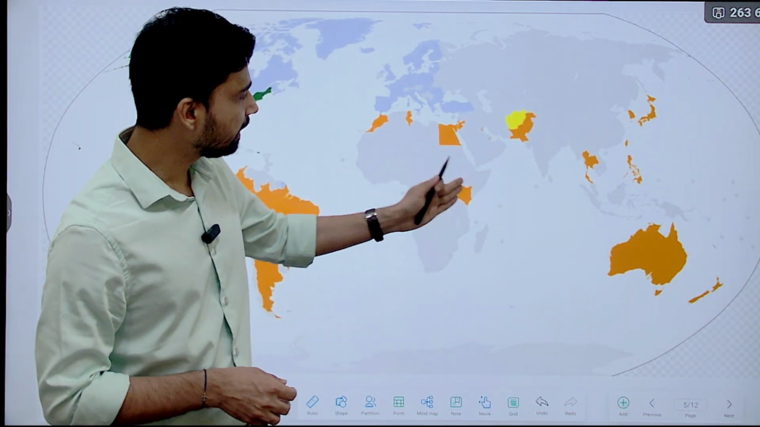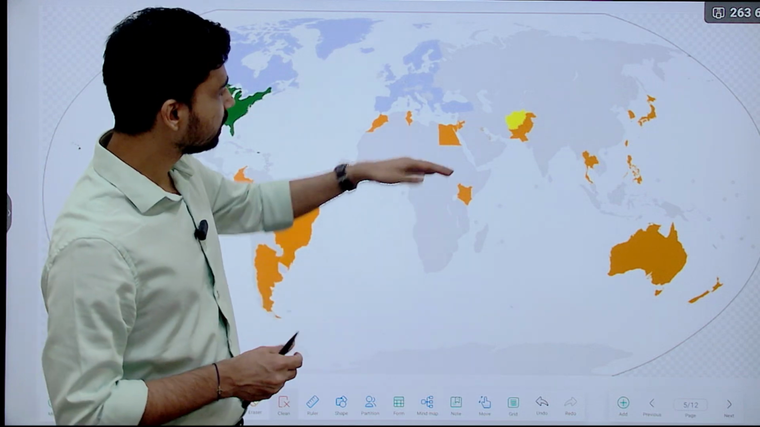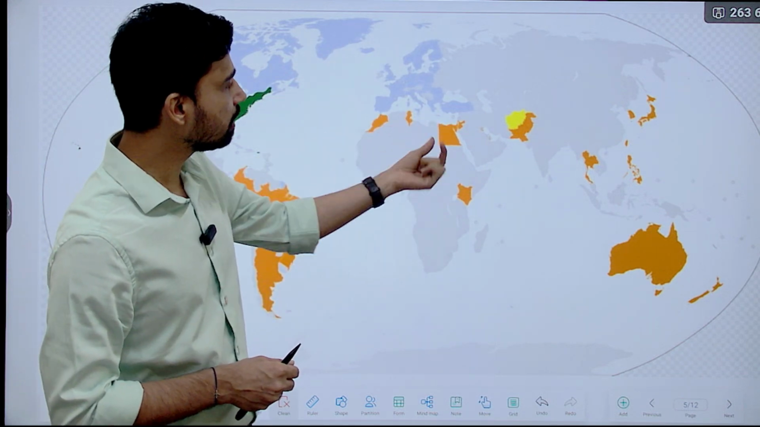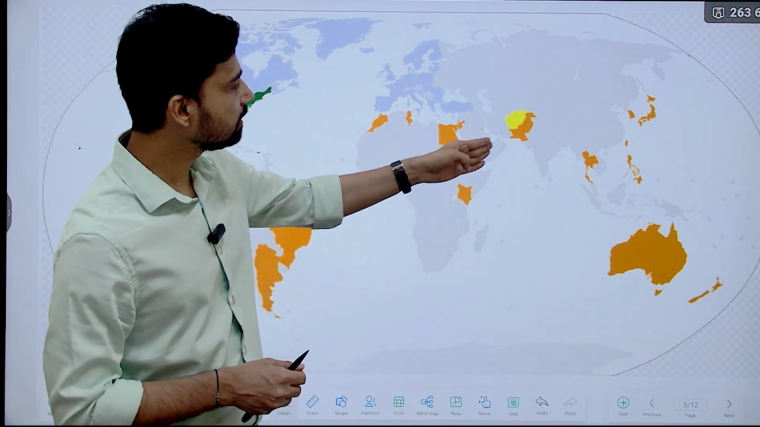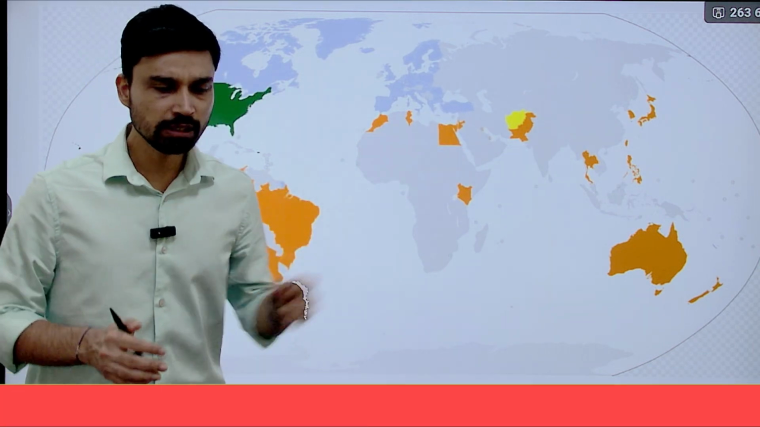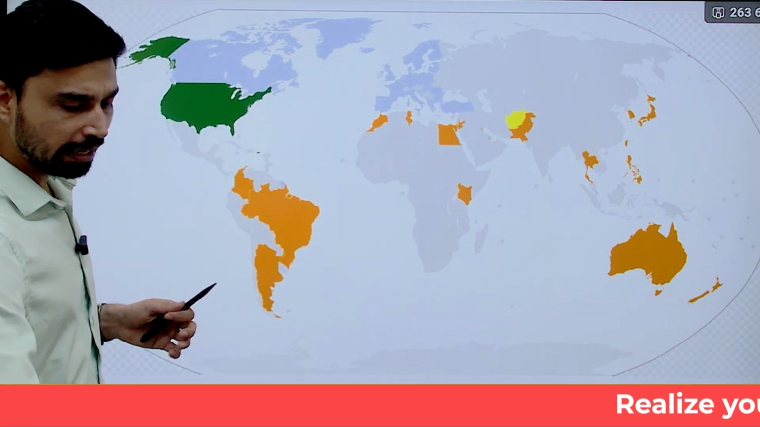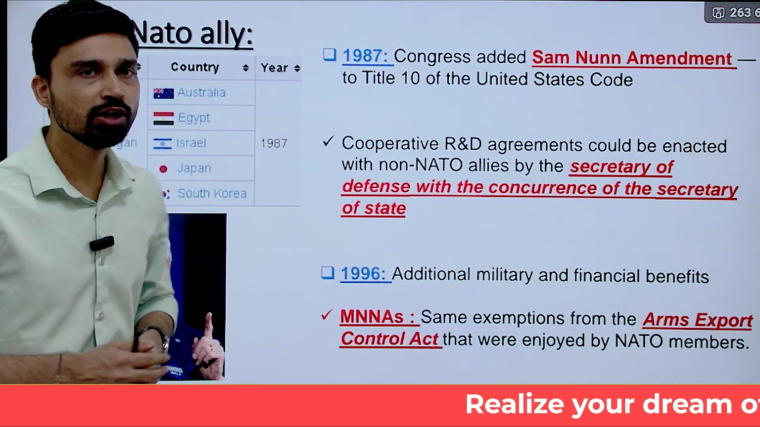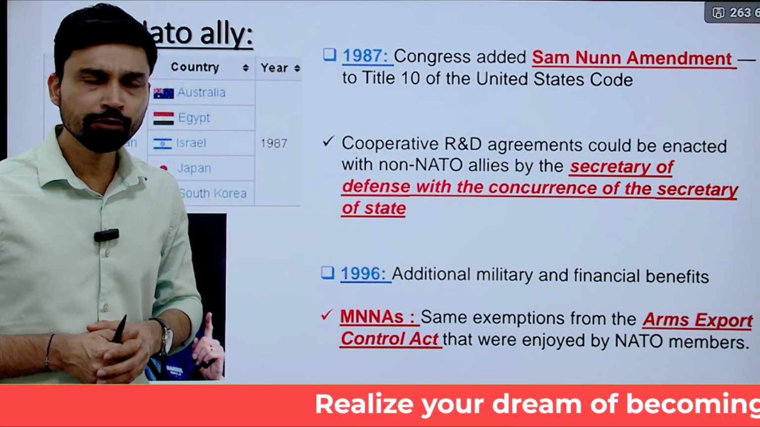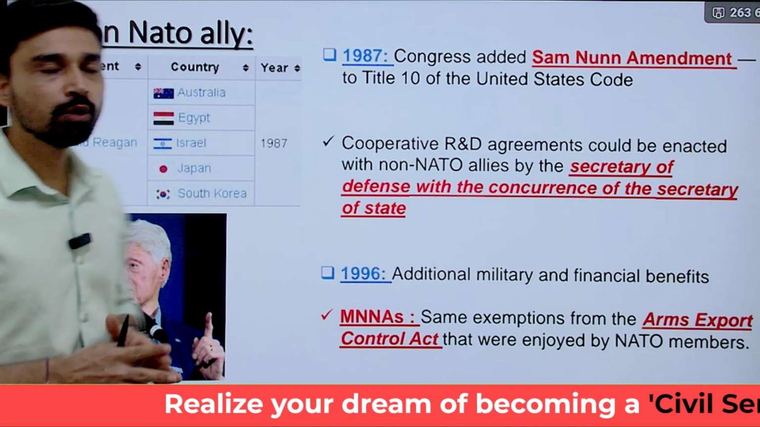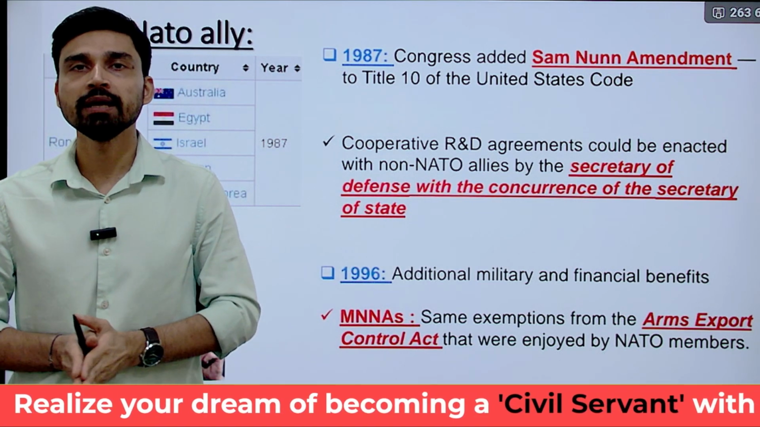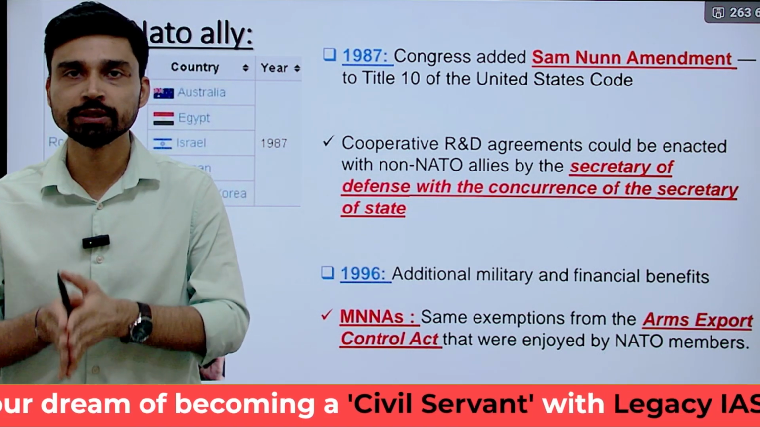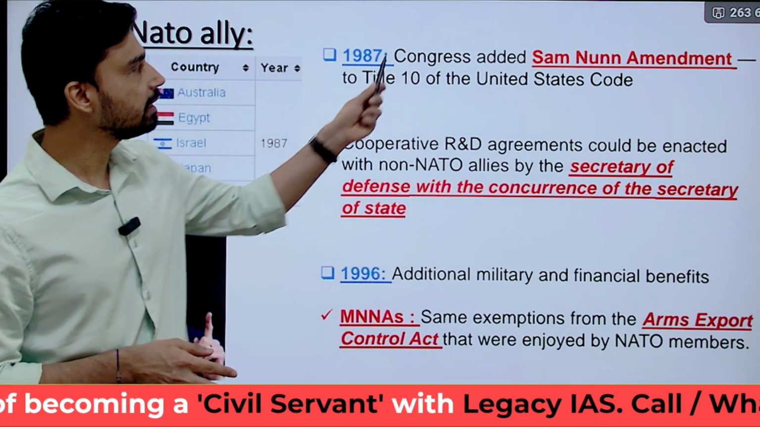You have Israel, then in Kenya recently, and then some countries in Northern Africa, such as Egypt, and then a few countries in the Middle East. So these are the countries, overall around 18 countries, which enjoy the major non-NATO ally status. If we try to understand a brief history of when the concept of non-NATO ally originated in the US, it goes back to the year 1987.